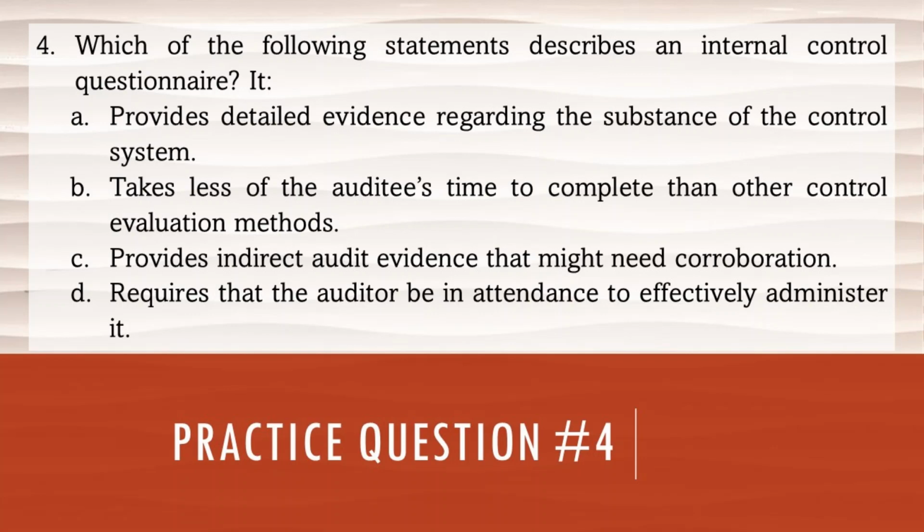So here they're asking which one of these statements describes the internal control questionnaire. Remember, with A, it does not provide detailed evidence because generally in questionnaires, we are asking high-level general questions. If we really want to get into the details of the substance of a control system, we will more than likely perform a walkthrough where we physically and verbally inquire rather than sending a questionnaire to our audit client or our auditee. B, it does not take less time for the auditee because it's easier and faster for the auditee to verbally answer our questions rather than writing out or typing out full open-ended answers to all of our questions. So that's why A and B are not correct.